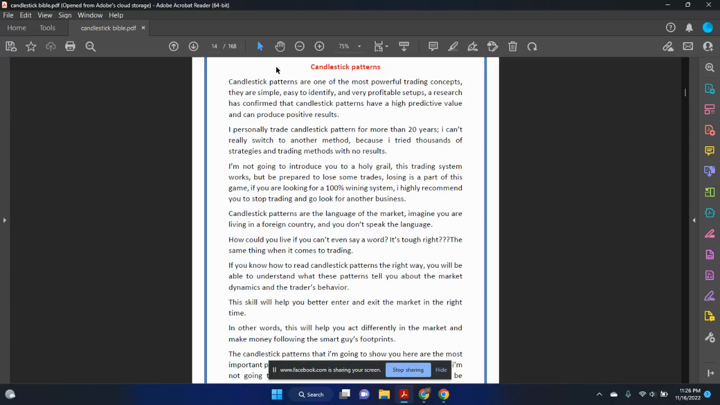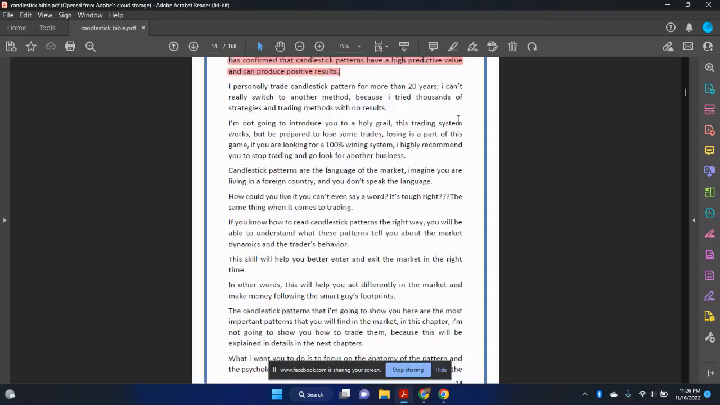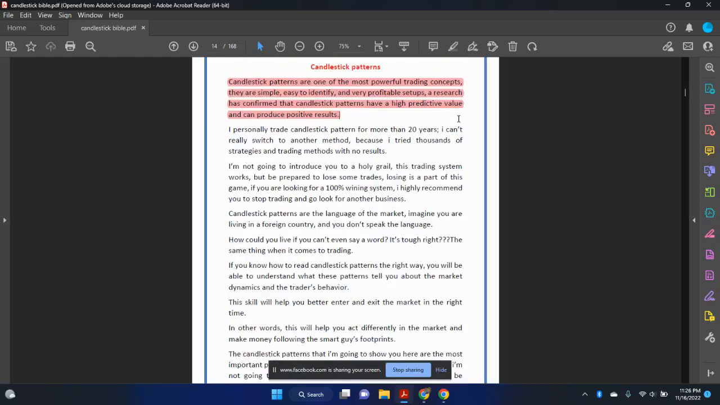Alright, candlestick patterns are one of the most powerful trading concepts. They are simple, easy to identify, and very profitable setups, as research has confirmed that candlestick patterns have a high predictive value and can produce positive results. Okay? It's not me who's telling you that you can make money. It's the book that's telling you, and it's telling you how you can do it.